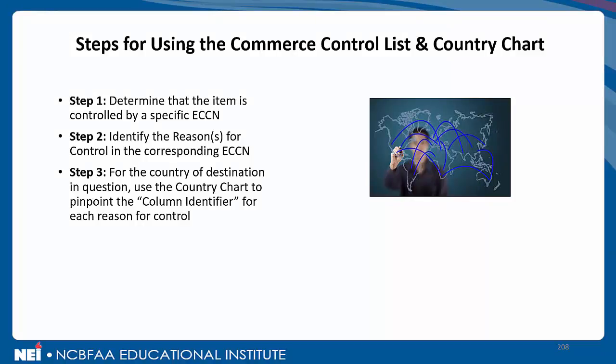So the steps for using the Commerce Control List and country chart. Step 1, we've already done this for purposes of our conversation. Determine that the item is controlled by a specific ECCN. Yes, we've done that, and there is a control. Step 2, identify the reasons for control and the corresponding ECCN. Anti-terror, national security, UN sanctions. We've gone through them. Step 3, for the country of destination in question, whatever the country is, use the country chart to pinpoint the column identifier for each reason for control. We'll be illustrating this visually in just a moment.